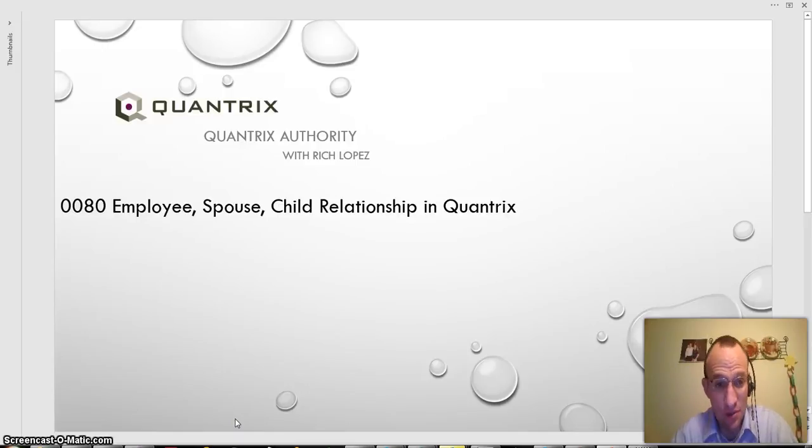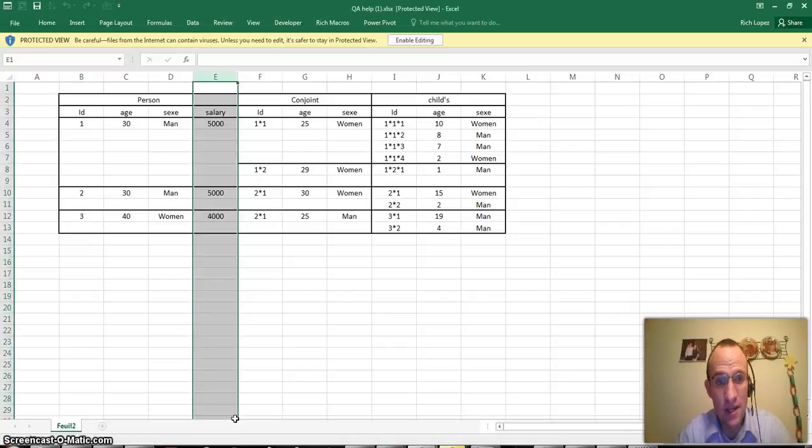I'm going to show how to build an employee-spouse-child relationship in Quantrix. What I mean by that is I had a question sent in to me by Hamza. Hamza says, hey, look at this spreadsheet. Can you build this in Quantrix? Or how would you build this in Quantrix?